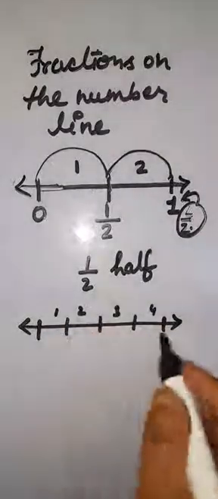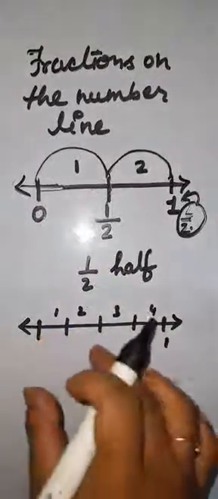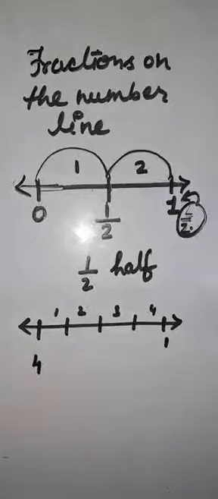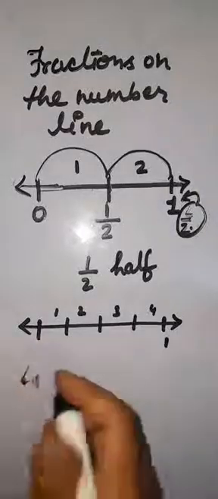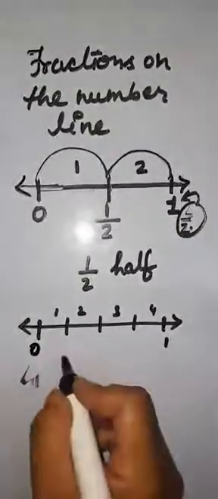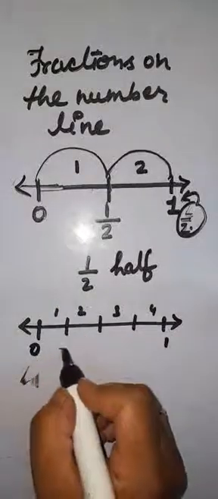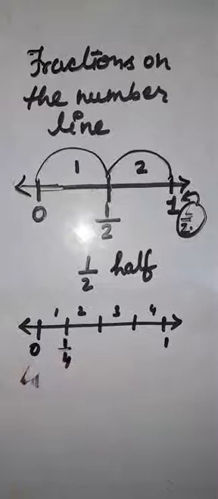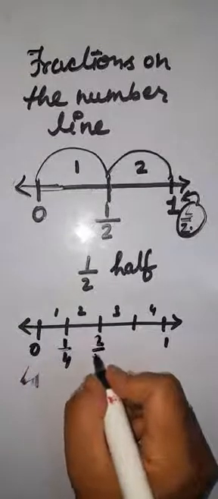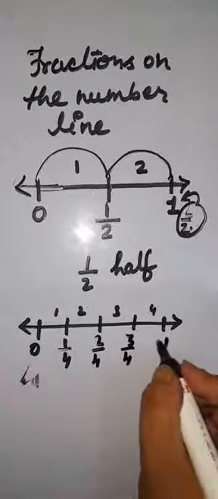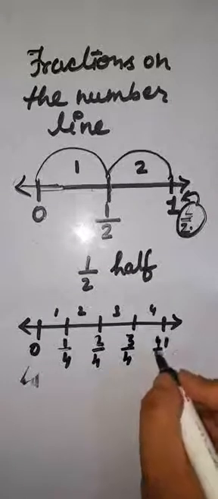Now the total number of parts into which I have divided the number line is 4, starting from 0. Right. So this section is 1 out of 4. This is 2 out of 4. This is 3 out of 4. This is 4 out of 4.